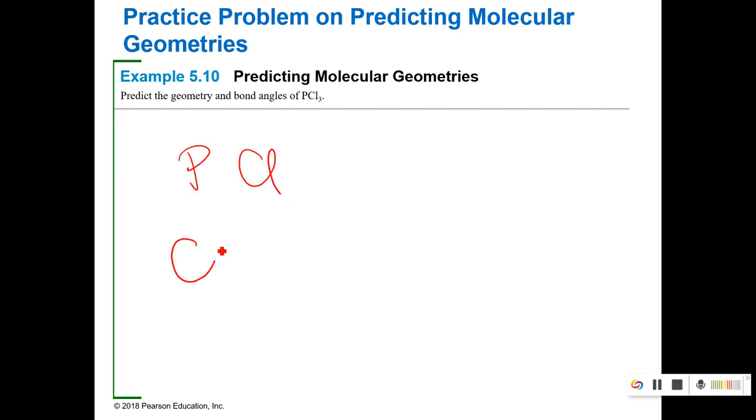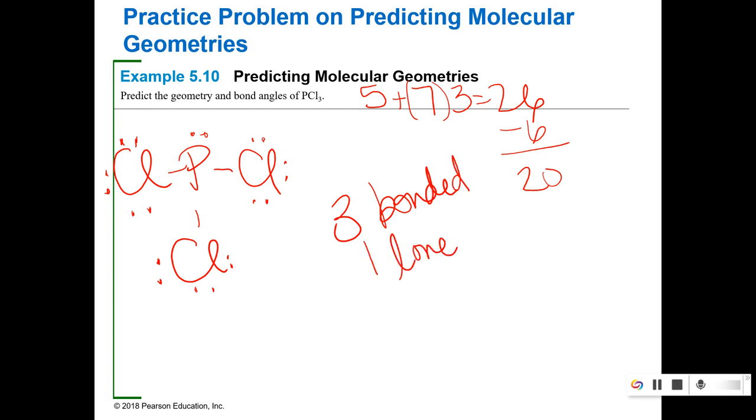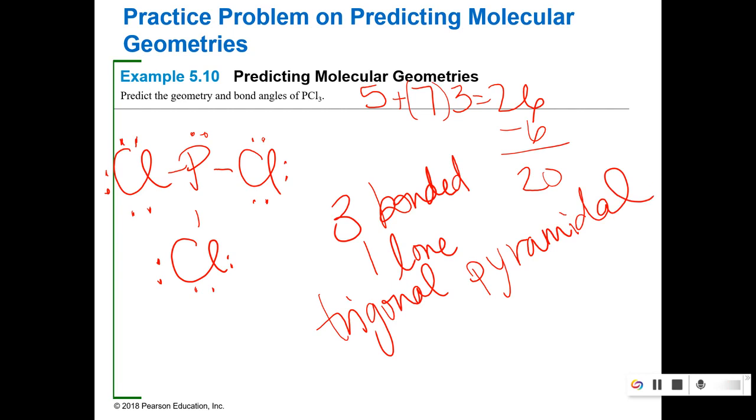So I've got P, Cl, Cl, Cl. I've got 5 plus 7 times 3. It's 26. Bond, subtract 6. Okay, so I've got 20 dots to allocate. I used 18. The extra 2 go there. So I've got 3 bonded and 1 lone. That is trigonal pyramidal. But here's the deal. It's also 109.5 or less than, and sp3.